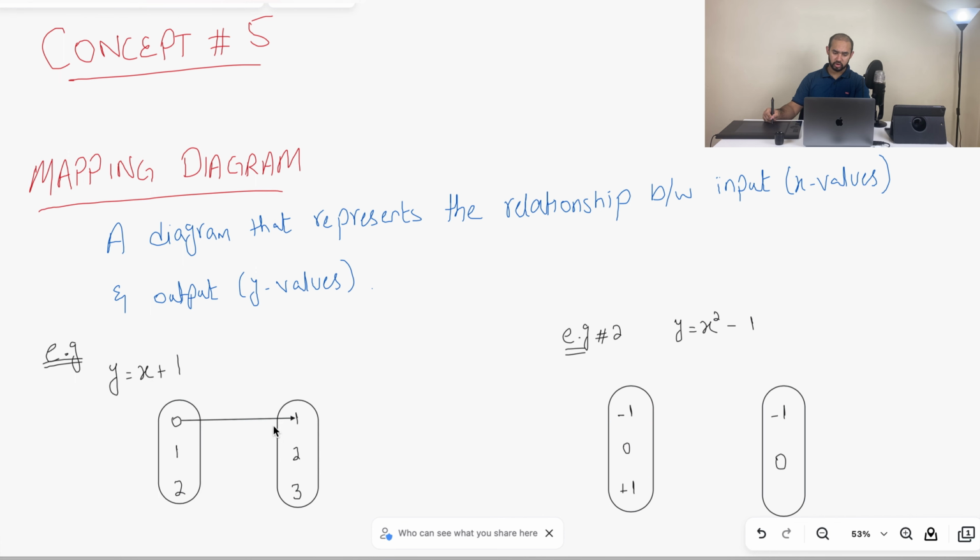x equals 0 had the corresponding value y equals 1. Similarly, when I substituted x equals 1, I got y equals 2, and when I substituted x equals 2, I got y equals 3. So now this tells me that for every single value of x, I am getting a single value of y. Every one value of x is mapping onto one value of y. That's why this function, this relation, is 1 to 1.